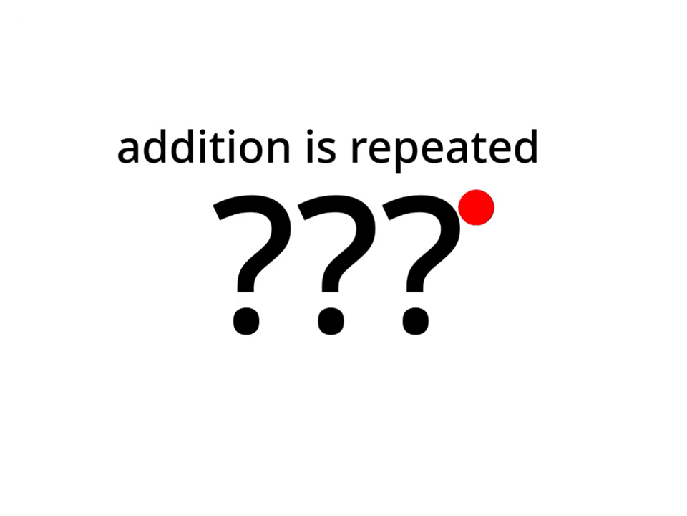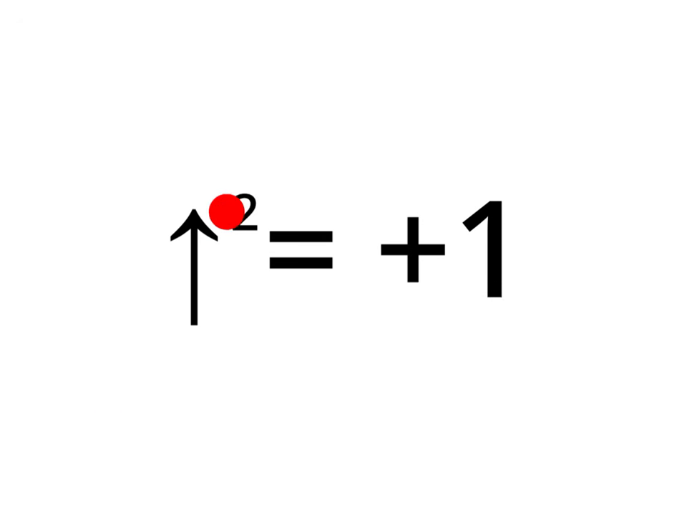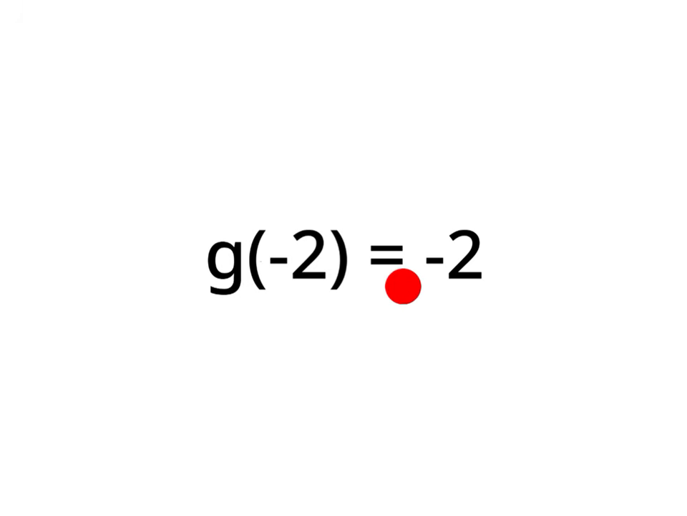So, addition is repeated counting, which is just adding 1 to the previous number. So, negative 2 arrows is just adding 1, and then the number that comes after that has absolutely no meaning. So that means that G1 is 3 with negative 2 arrows, 3, because negative 2 arrows is just adding 1, as we just said. So then, that also means we know what G negative 2 is, which is just negative 2, because G1 has negative 2 arrows.